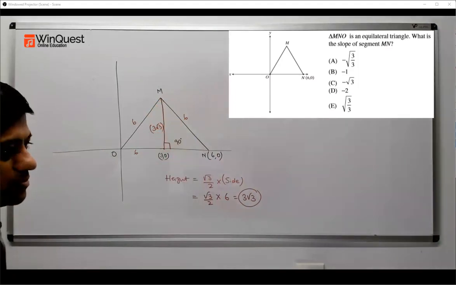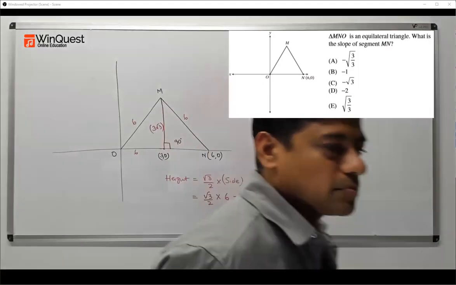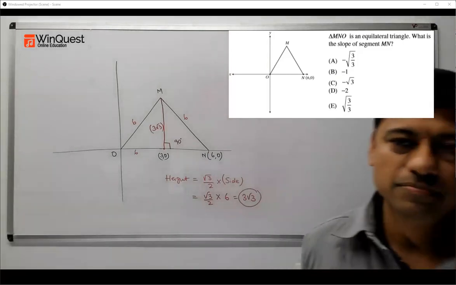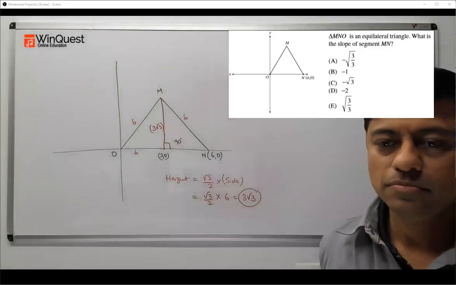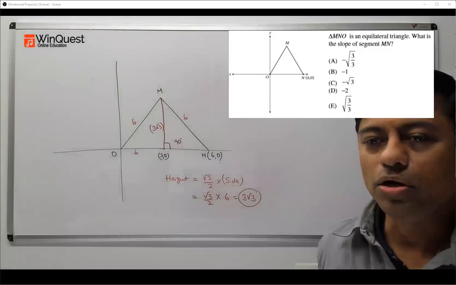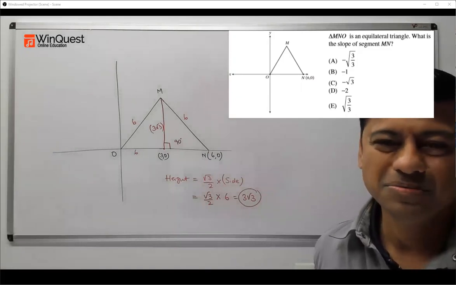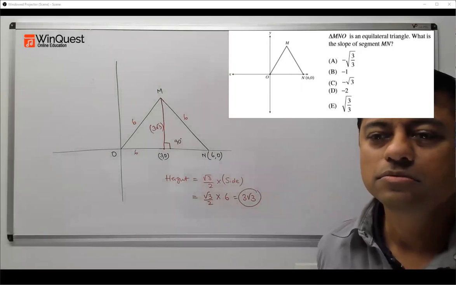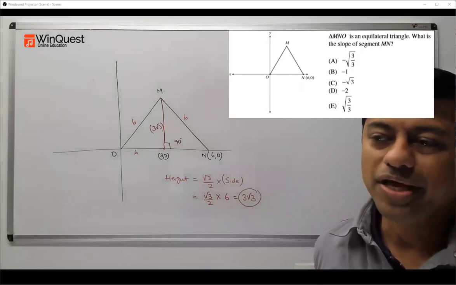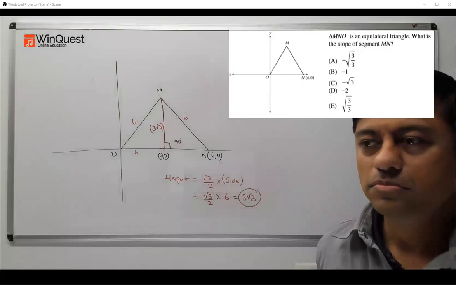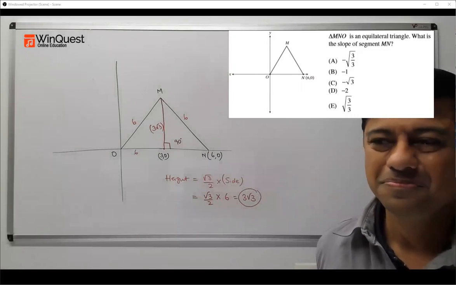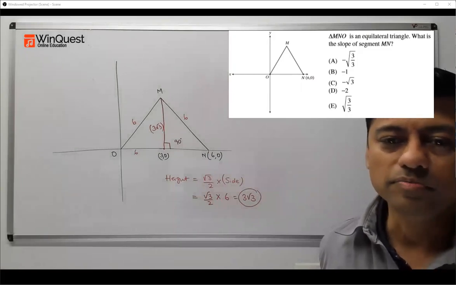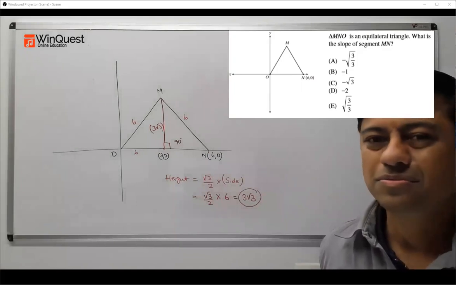Am I clear? Yes, sir. Are we clear or not? Say yes, we are clear. Yes, we are clear. And what is the coordinate of M? Coordinate point of M. That's what I'm looking for. 3 root 3.